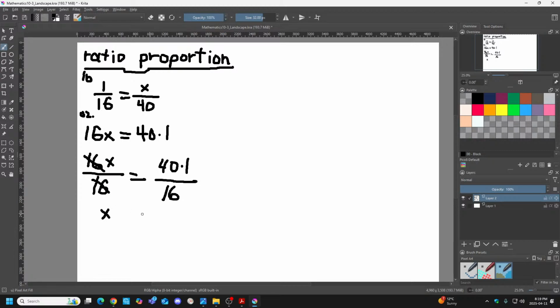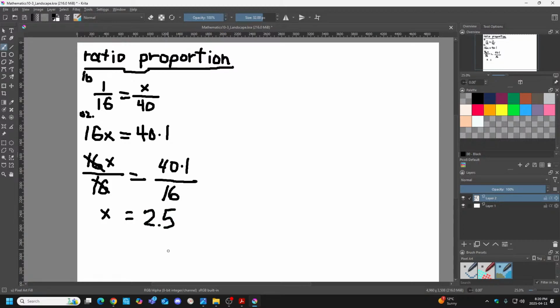So x equals, I'm just showing you the long work, 40 divided by 16, essentially. We don't need to multiply by 1. It's kind of a waste of time. So 40 divided by 16, I don't have that memorized in my brain, so I'm just going to use the calculator. And it works out to 2.5.